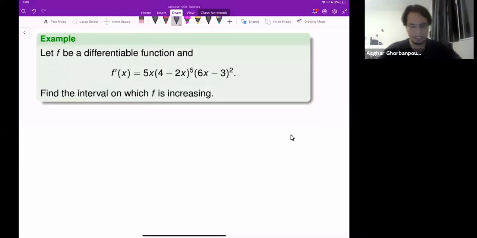The question says that f is differentiable and f prime is given. Find the interval on which f is increasing. So remember that we have tests for increasing, decreasing functions.